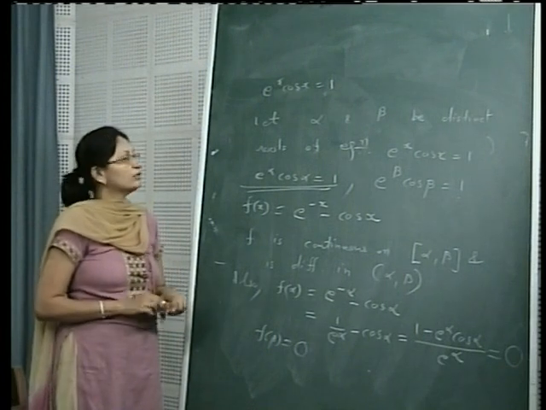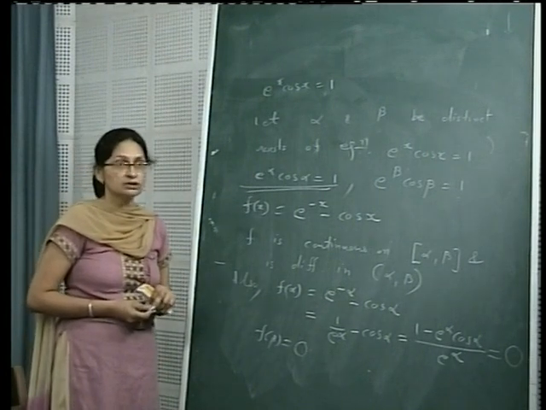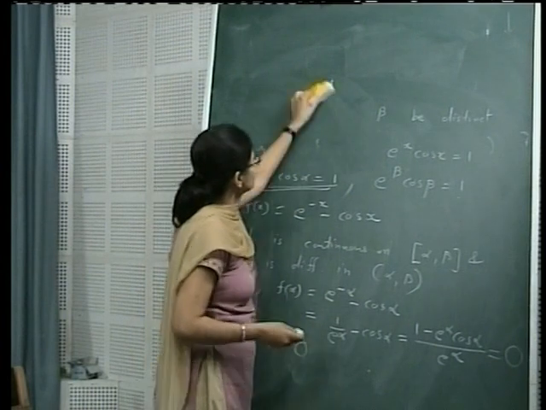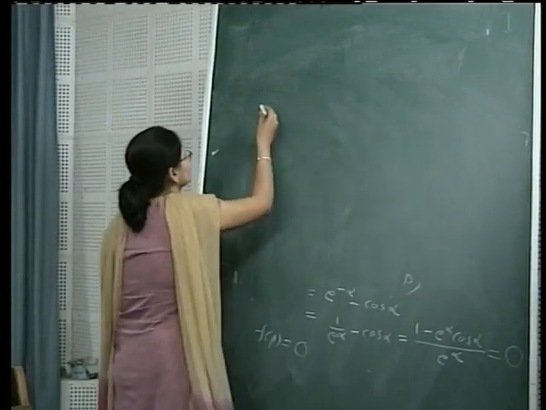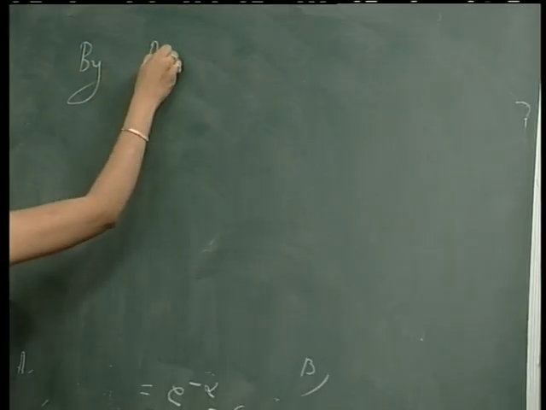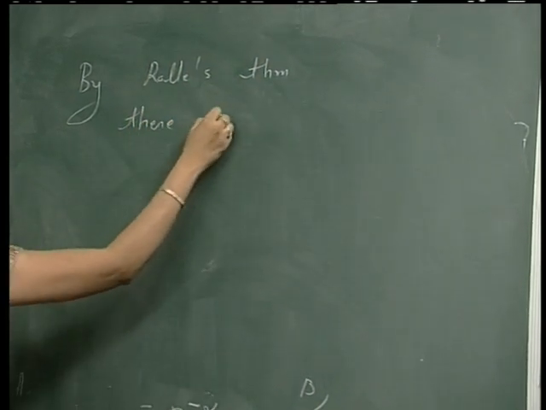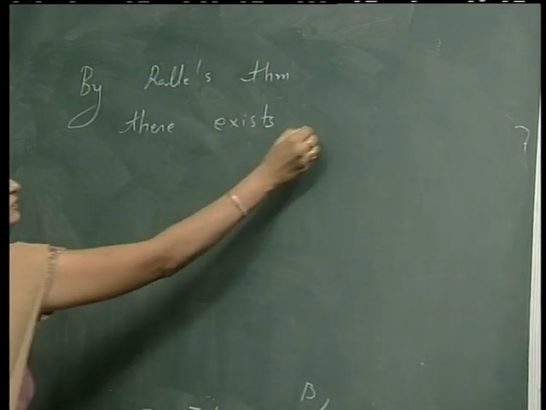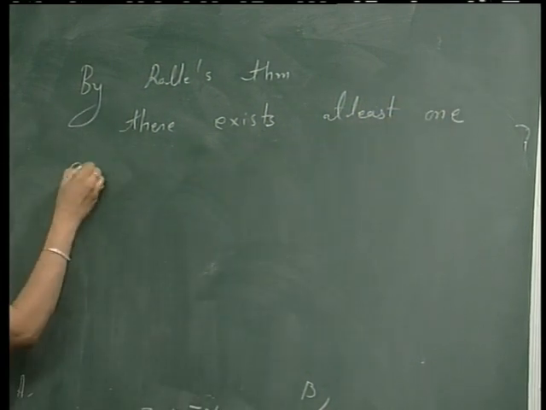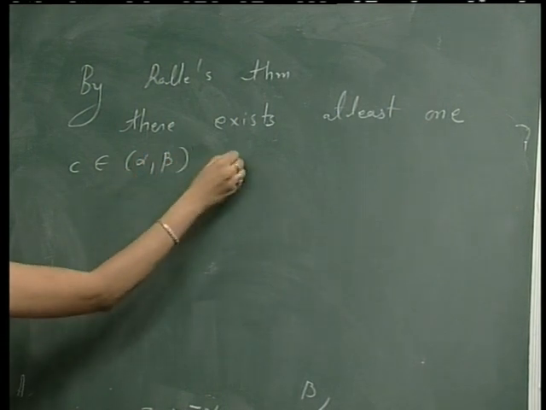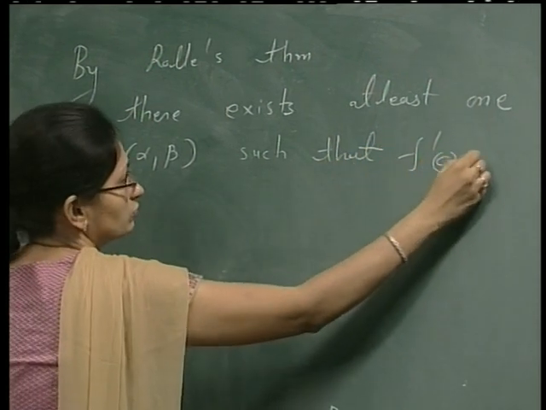So now we apply Rolle's theorem. The function f satisfies all three conditions of Rolle's theorem. So by applying Rolle's theorem, there exists at least one c belonging to alpha beta such that f dash c is equal to 0.